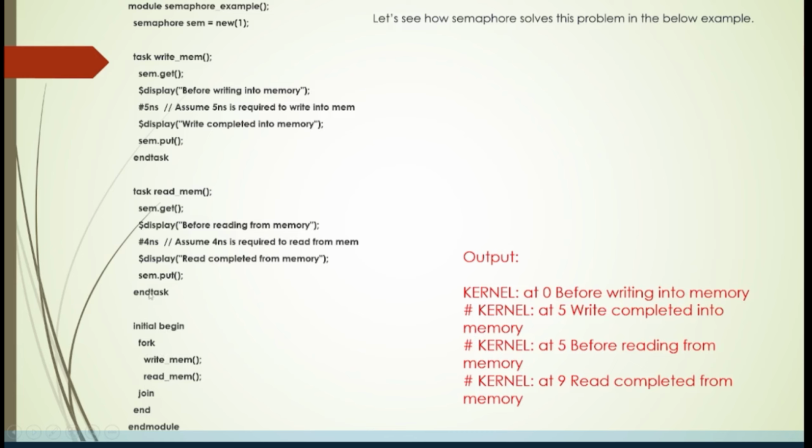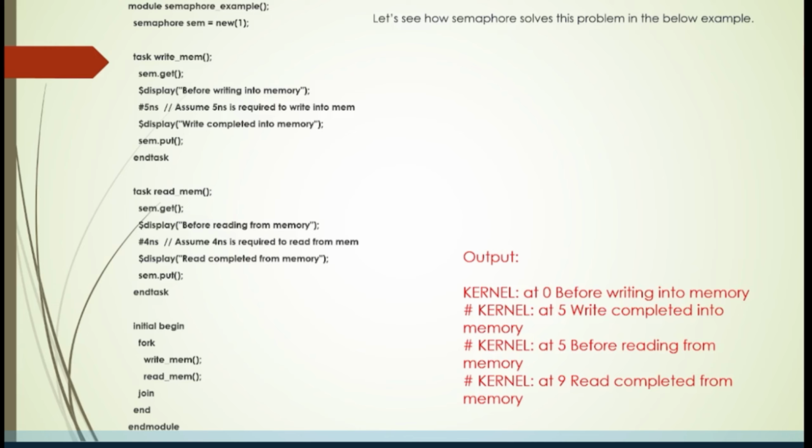Now both will be starting at 0 time only. Now first task write memory, sem.get. That means it is getting the key. Since only one key is created, that key is given to this write memory. Since write memory is getting it, there are no more keys, so read memory doesn't get anything, because I have created only one.